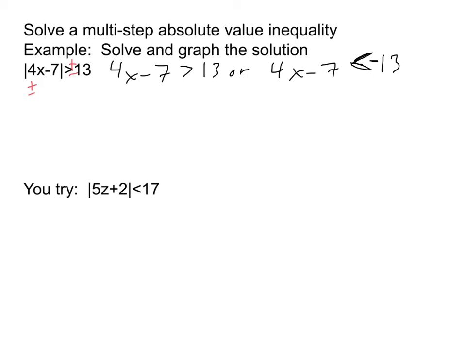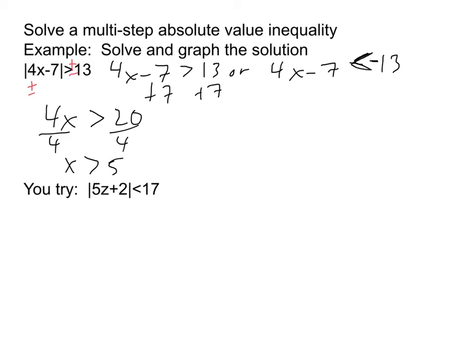So basically, when you do the or, you have to flip the sign and put that negative on there. So it's kind of like multiplying both sides by a negative that flips the inequality sign. Okay, so we should add 7, 4x is greater than 20. Divide by 4, x is greater than 5.